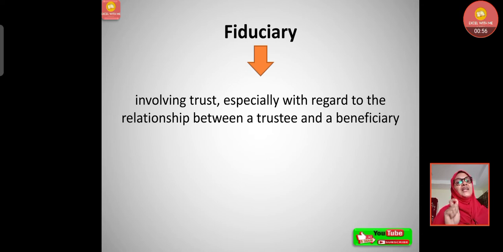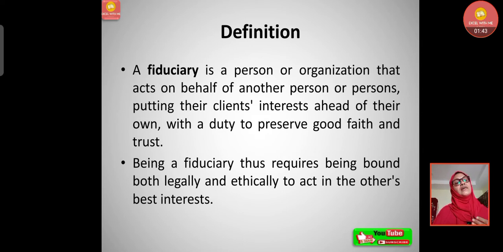Involving trust, especially with regard to the relationship between a trustee and a beneficiary. Suppose we are going to do any research, we have to take some population. Under that population we have some sample, we call them subjects. We have to have some rapport with those subjects so that we can extract whatever we want related to our research study or research problem. We are able to take things very easily if those subjects have trust in us. So whatever trust is involved regarding the relationship between the researcher and the subjects on whom we are going to study any problem.